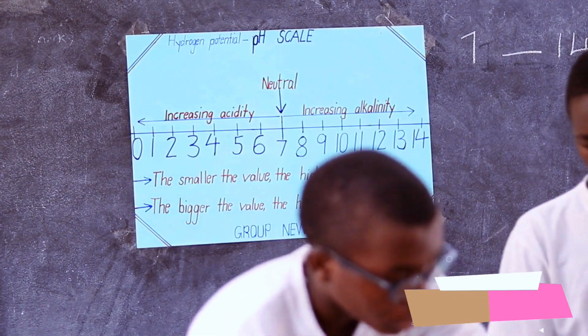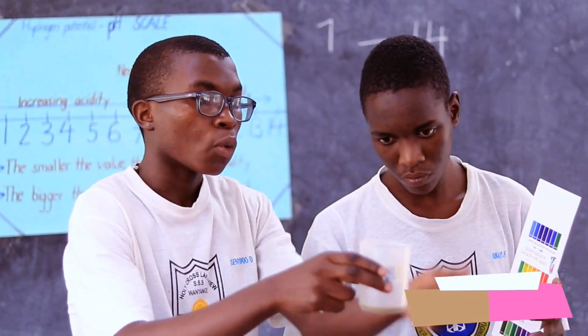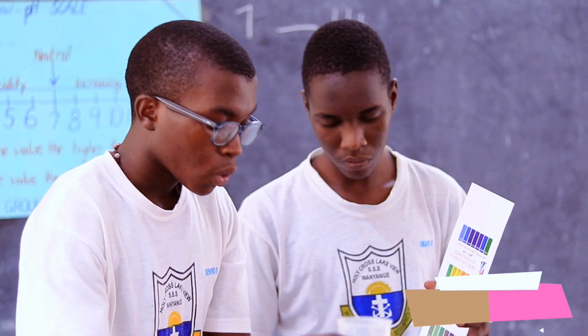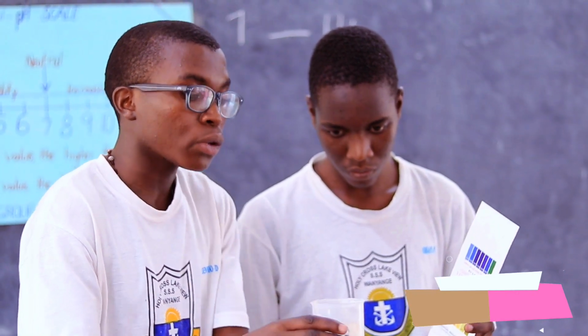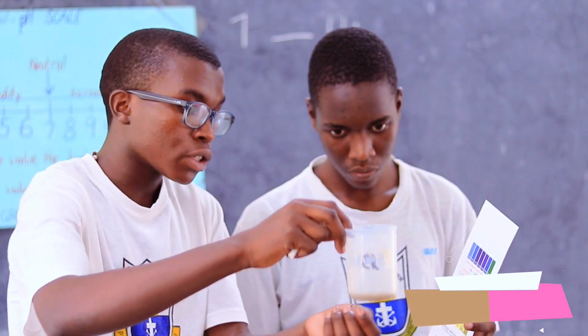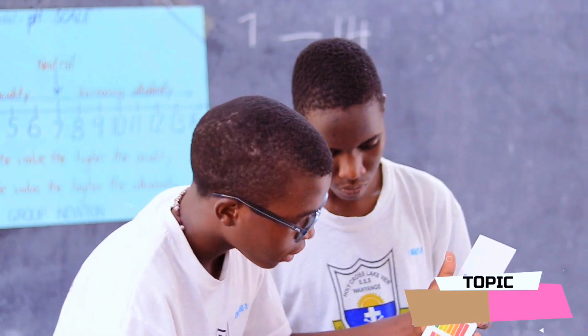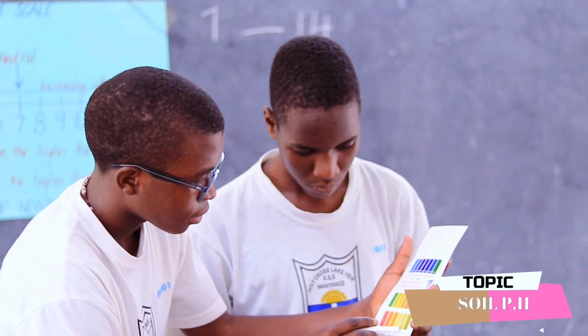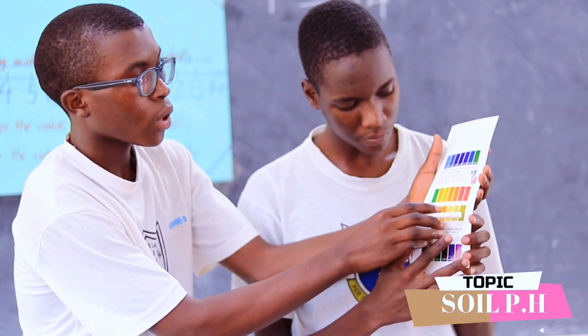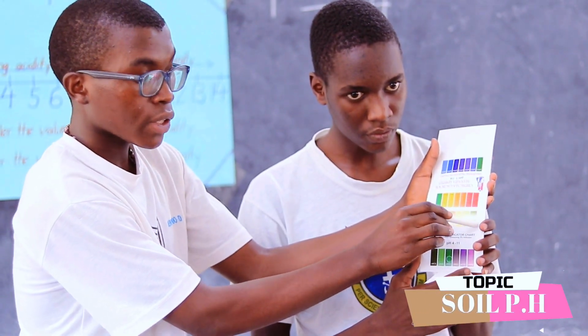Then the third sample was the sandy soil. We followed the same procedures and got this solution. We tested it with the universal indicator, and if you compare the color, we got this one, which is 7.